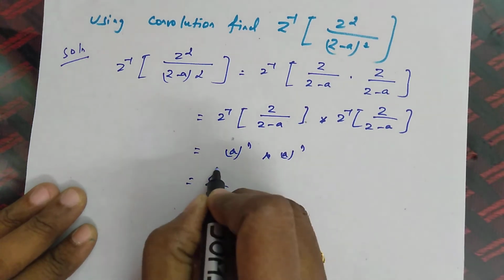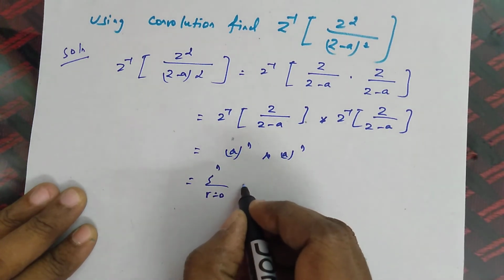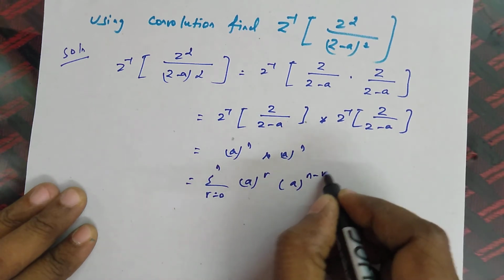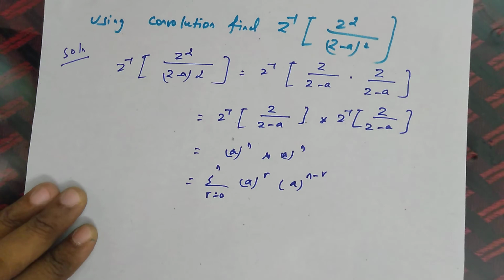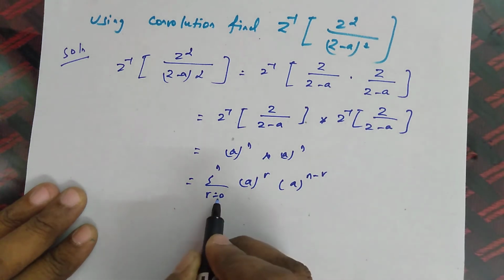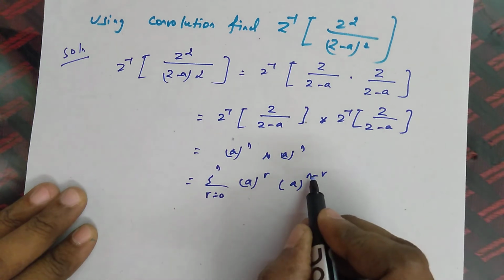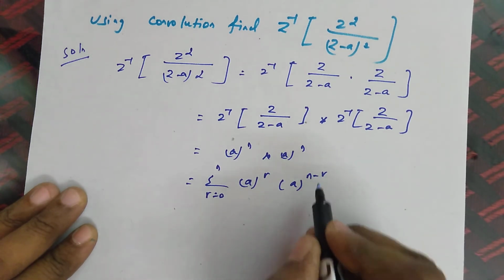So what is the convolution result? Sigma r equal to 0 to n f of r, so a power r into g of n minus r, so a power n minus r. Now we are going to give values for r. First value of r is 0, so anything power 0 is 1, and a power n minus 0, so we can get only a power n.